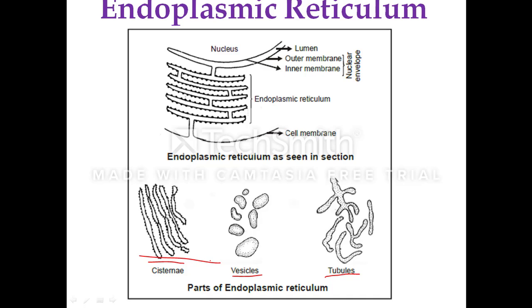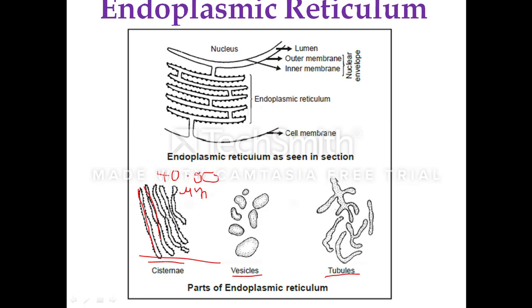Cisternae are long, flattened, sac-like, unbranched tubules having a diameter of 40 to 50 micrometer, and they remain arranged parallelly in bundles, or are placed one above the other like bundles or stacks.